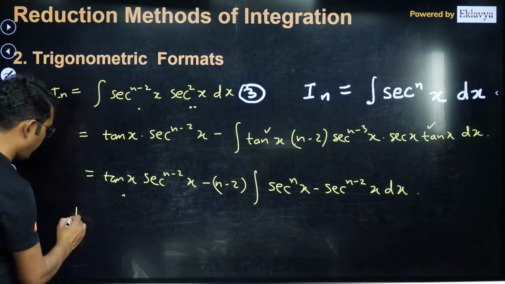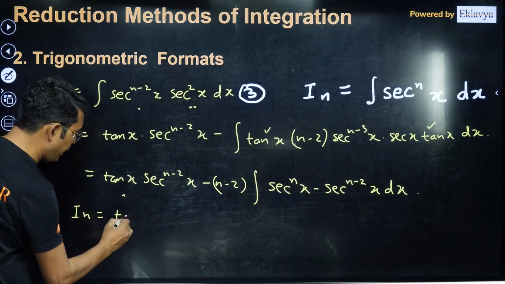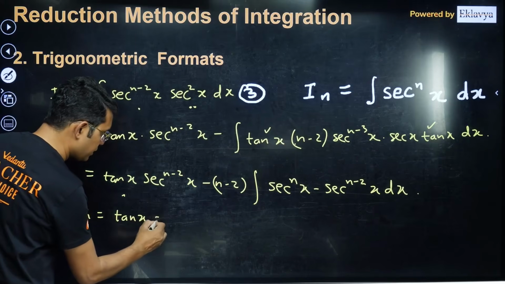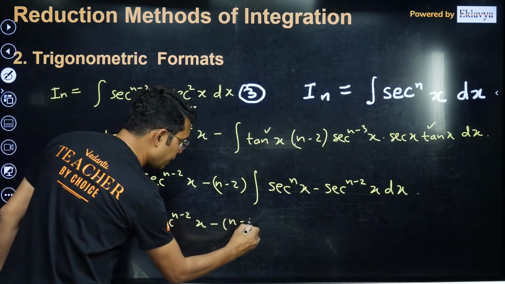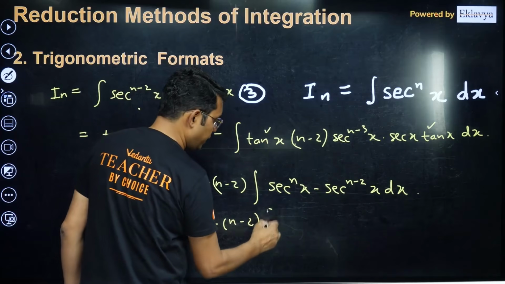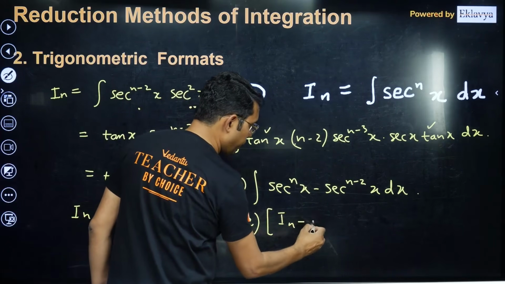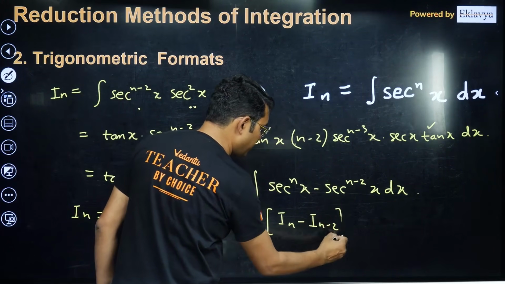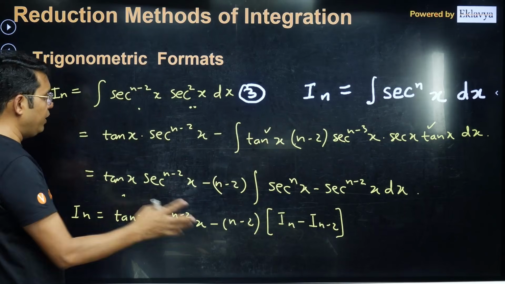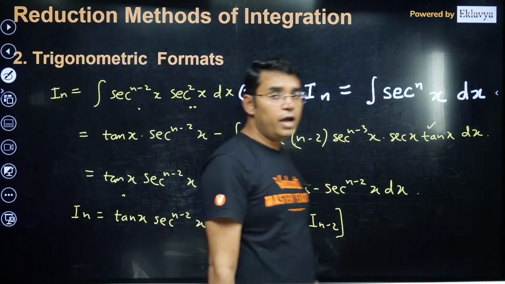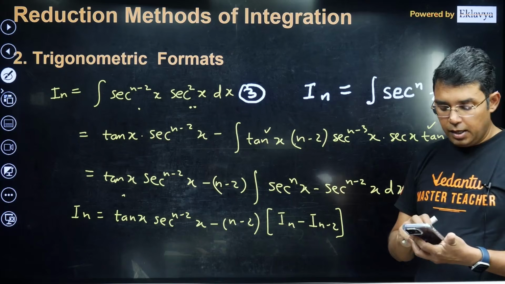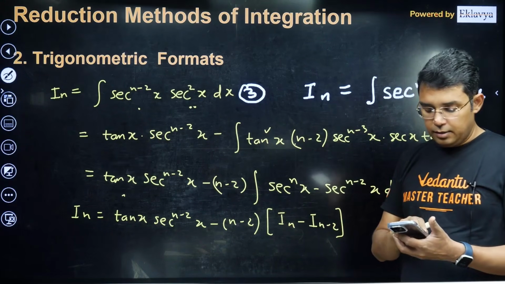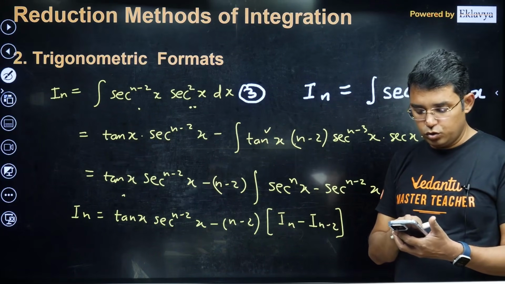We have got In as tan x secant power n minus 2 x, minus n minus 2 times In, and this you can write in terms of I n minus 2. So combining the In terms here will give you the result in terms of I n minus 2. I am leaving it at this step. You can simplify it. In fact, I have given the final result in my session notes also.